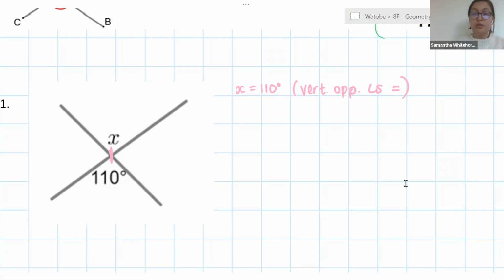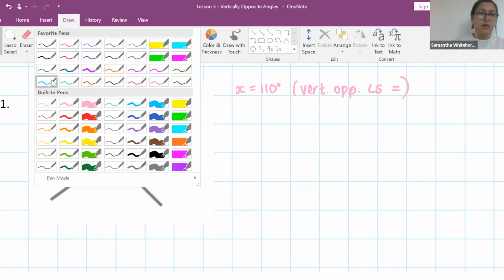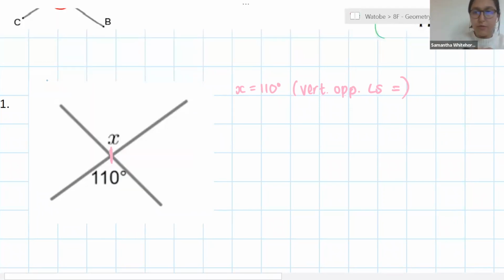If you don't believe me, I will prove my point by using the other reasons that we have learned. I'm not going to write it all down, but I'm going to show you why it is 110. So if we aren't really agreeing with this, if I do angles on a straight line with those two, I know that this is then 80 because 80 plus 110 must give me 180, right?